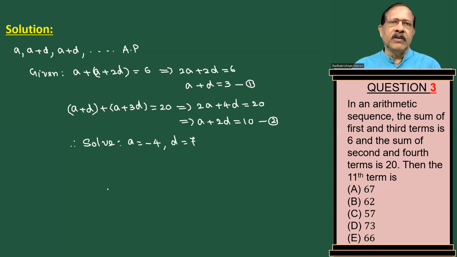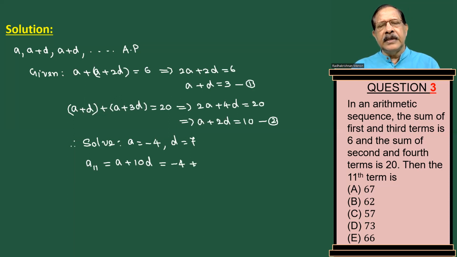Okay, on simplification, you will be getting that. Now, what are you being asked to find out? You are being asked to find the 11th term, so a11. By the formula, you know it is a plus 11 minus 1, that is 10d. a is minus 4 plus 10 into d, 10 into 7 is 70, 70 minus 4 is 66. So that is the required answer that is appearing in option E.